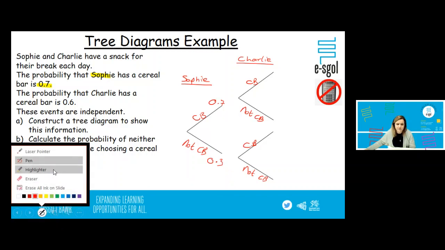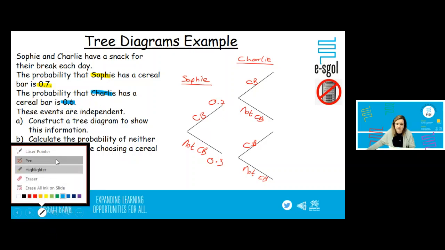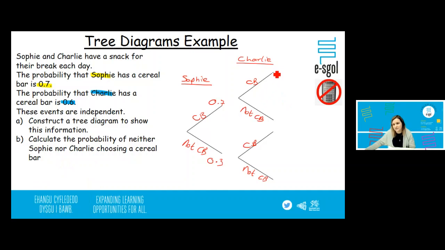Okay, so that's Sophie's section done. So if we now go on to Charlie, Charlie's probability of choosing a cereal bar is 0.6. So if I move to the right-hand side, Charlie and cereal bar 0.6, and that would work for the next section down as well. And remember that every section must add up to 1, so that would then be 0.4 on both of the other branches.